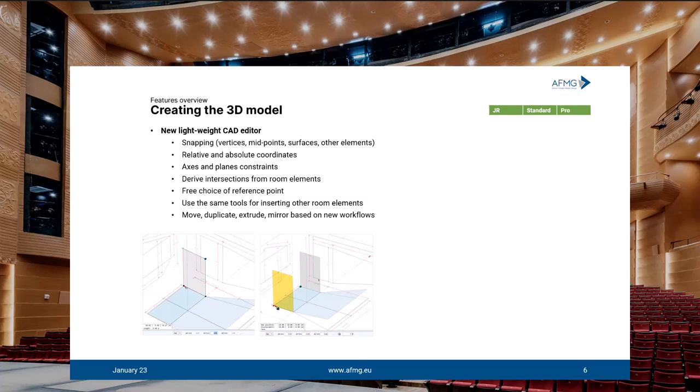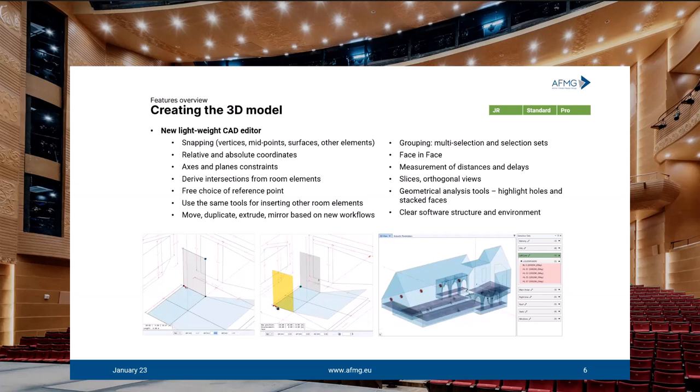We can move, duplicate, extrude, or mirror based on new workflows. We can group using multi-selection and selection sets. We can draw faces in faces to add wall panels, doors, and those kinds of things. We can do measurement of distances and delays. We can slice all of the orthogonal views to restrict how much of the drawing is shown. And we've got some geometrical analysis tools that highlight holes and stacked faces in the model. It has a clear software structure and an environment.